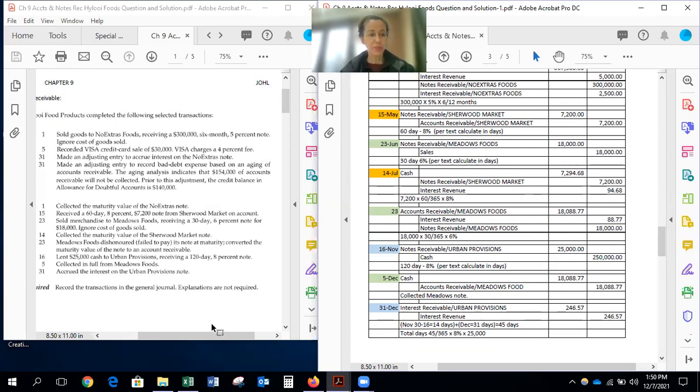Urban provisions on November the 16th. We lent 25,000 to urban provisions on the 16th. And this is actually a darker blue. Here we are on the 16th and 31st. So this is a 120-day note. So we'll calculate it in days. So it's a $25,000 note and we loan the money. So our cash goes down because we gave them cash.